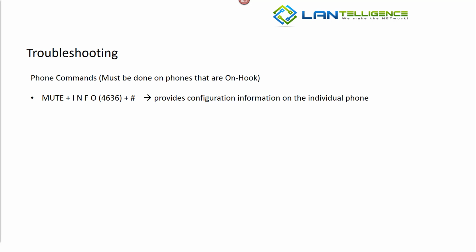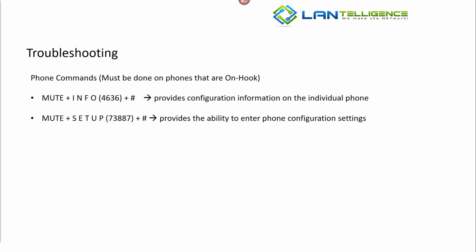So if you miss a setting, like you're trying to find the gateway information on this phone, and you go past it, you literally have to loop right through it again, 17, 16 more pound signs to get back to the beginning. Mute setup. Okay, this is the ability to go in and actually set up the phone.